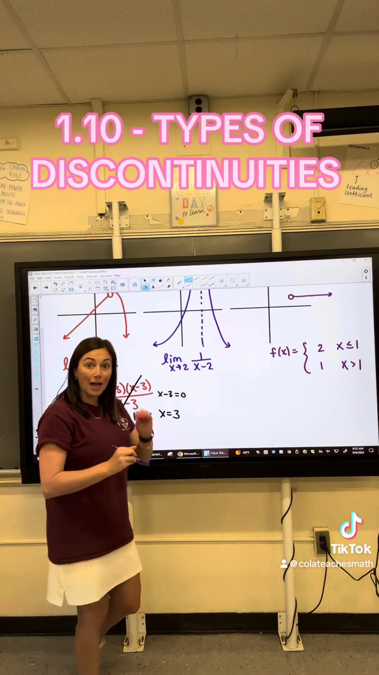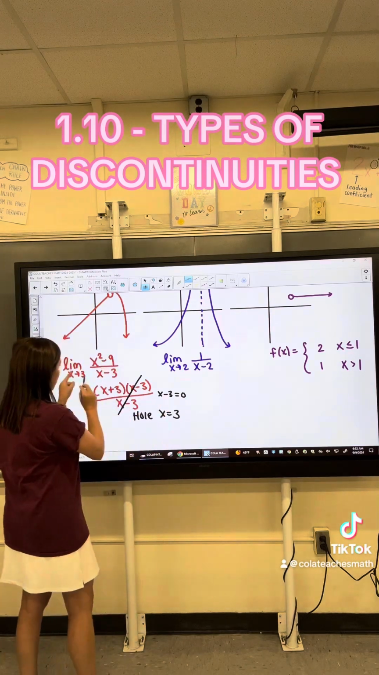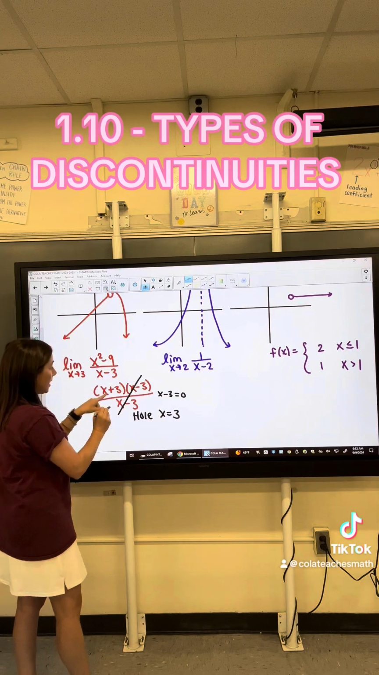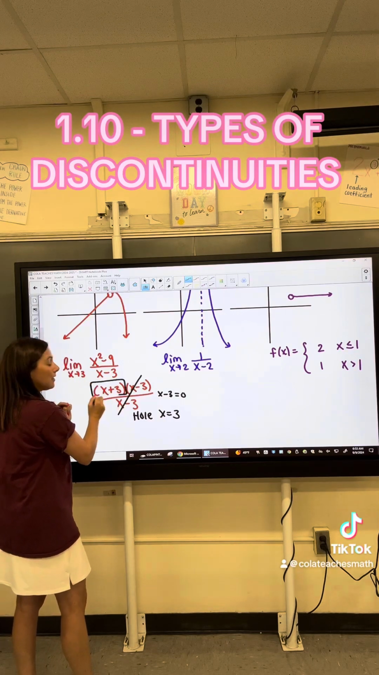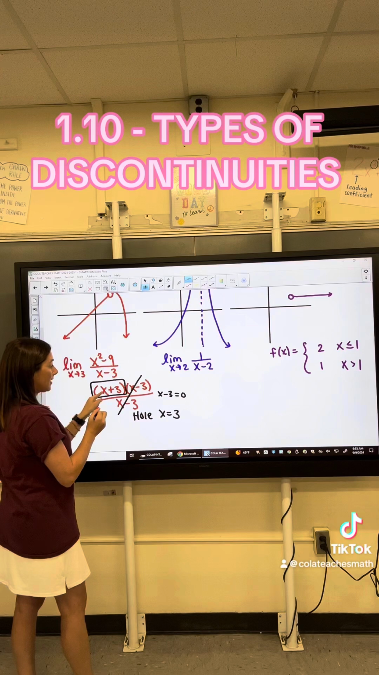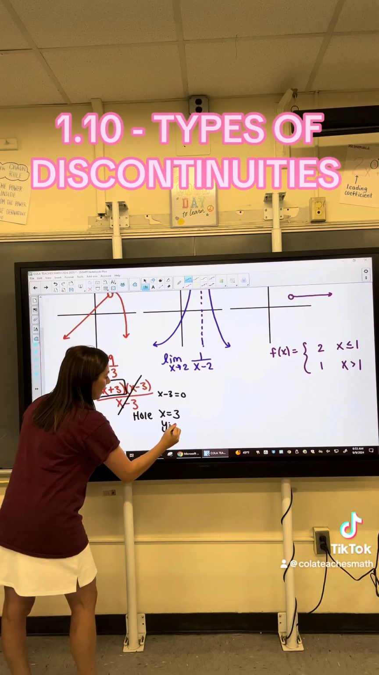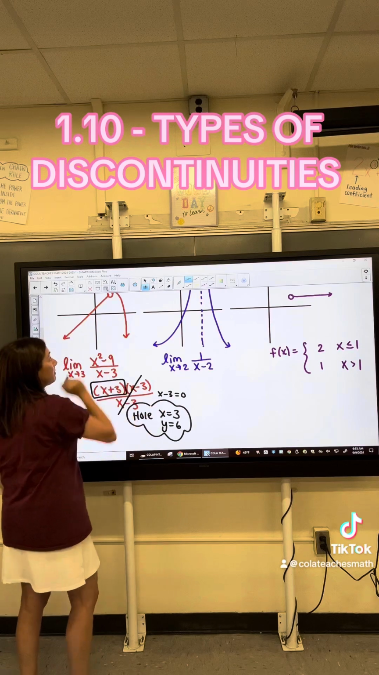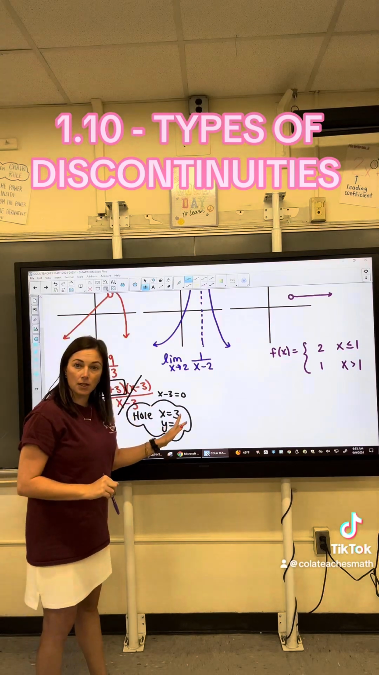Now, to find the y value of the hole, since we're taking the limit as x approaches 3, we're going to plug into what's left. This is what's left. So if I plug in x equals 3, we're going to get a y value of 6. So we are not continuous for this picture because there is a hole at (3, 6).